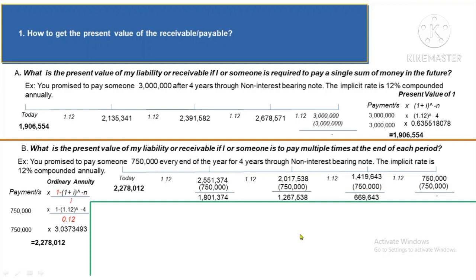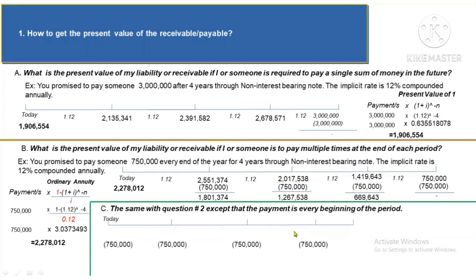The last sub-question is the same as the previous illustration. However, the 750,000 will be paid at the beginning of each period. So in the timeline, it looks like this one.